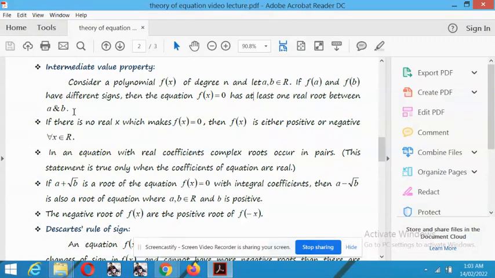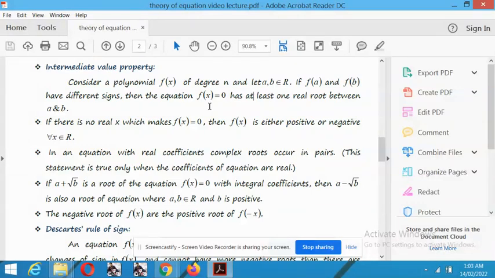So what it basically means is, in between a and b there exists another root. Suppose that root is c, and it is a real root. That means if that real root, which is in between a and b, we put in the equation f of x equal to 0, then we get f of c equal to 0. Suppose c is a root, then f of c is equal to 0. So that's how the intermediate value property works.